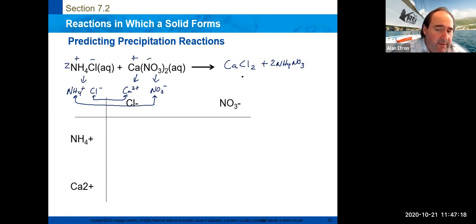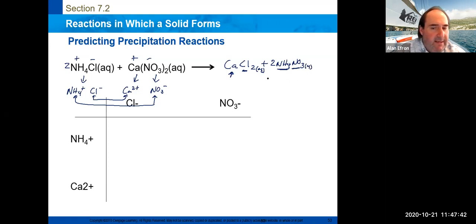And we want to look at solubility rules. So we see chloride, and chloride is soluble in everything except for lead, silver, and mercury. And that is not the case here. So that means this guy is going to be aqueous. Ammonium is soluble in everything. You don't need to go any further, but nitrate could also give you the same answer. And that guy would also be aqueous.